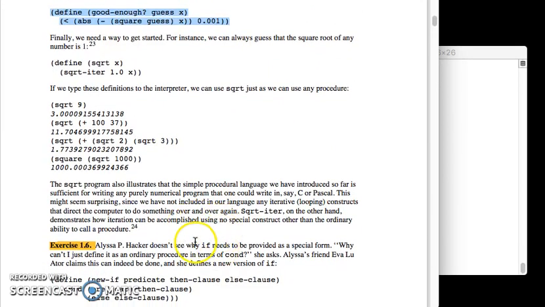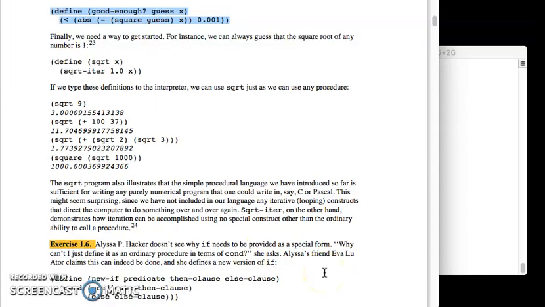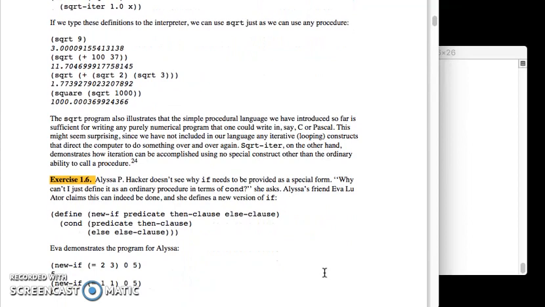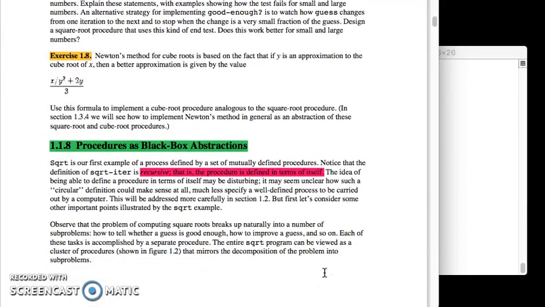The square root program also illustrates that the simple procedural language we have introduced so far is sufficient for writing any purely numerical program that one could write in, say, C or Pascal. This might seem surprising since we have not included in our language any iterative, looping constructs that direct the computer to do something over and over again. Sqrt-iter, on the other hand, demonstrates how iteration can be accomplished using no special construct other than the ordinary ability to call a procedure.